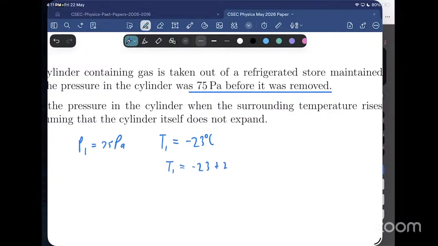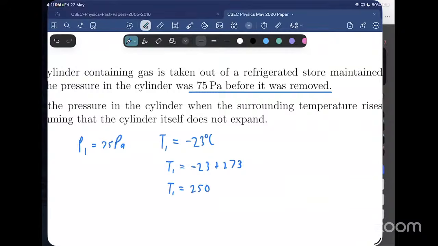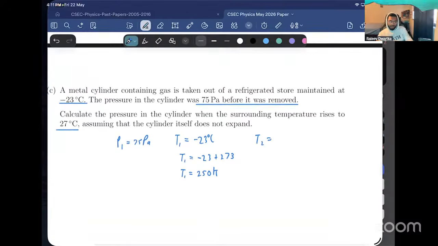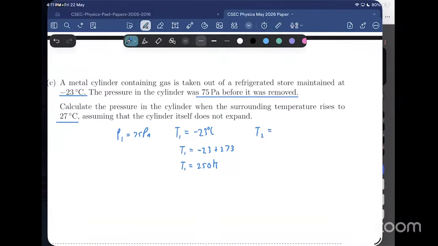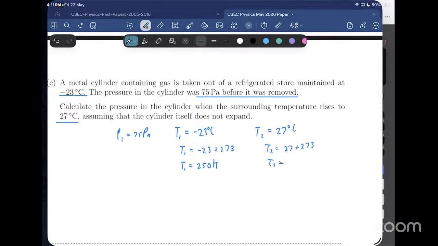So we're getting there. It should be like 250. I get 250, and the next one is 300. Let me just make sure. Yeah, it's 300.